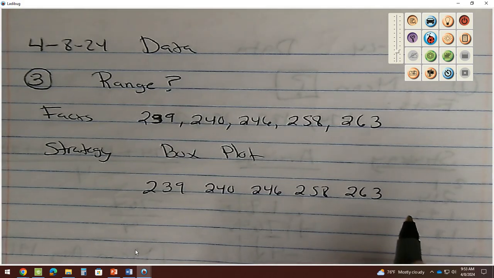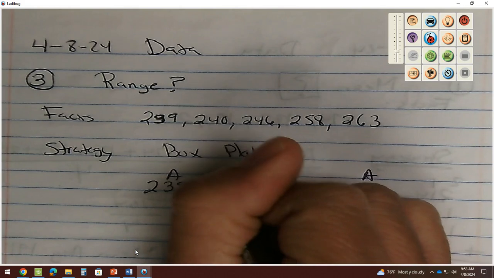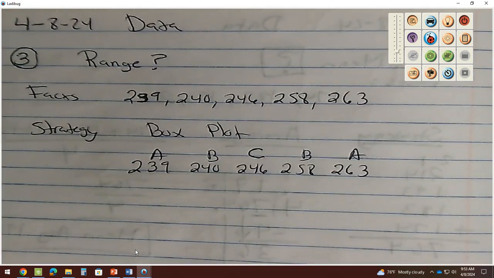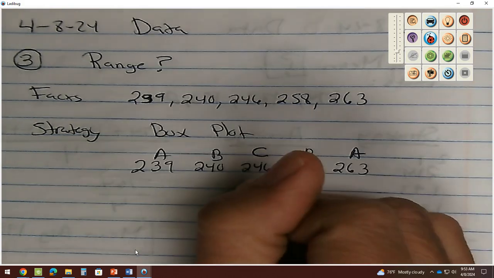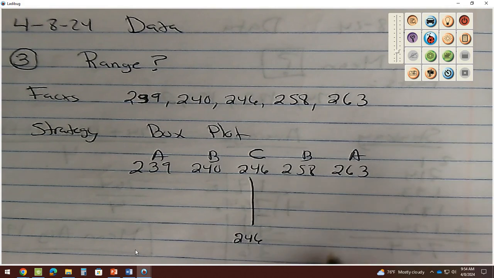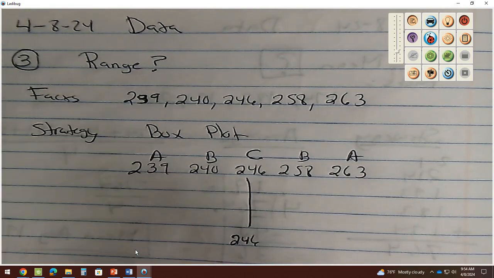How do we start the box plot? We get the first, the what? The middle one. So let's go. A, B, B, C. Who's in the middle? Draw the line and put 246. Now, is that what they're asking us in this question? No. So we're not done yet.